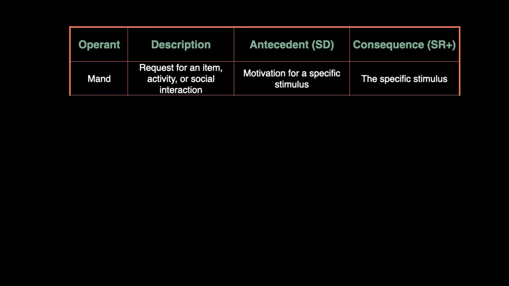Identify the verbal operant by the antecedent, or the SD, and the consequence, or the reinforcer, of the verbal behavior. Let me show you what I mean. A mand is a request for an item, activity, or social interaction. The SD is the motivation for the specific stimulus being requested, and the consequence is receiving that stimulus. This is the only verbal operant where the reinforcer is directly tied to the SD. Let's look at an example.